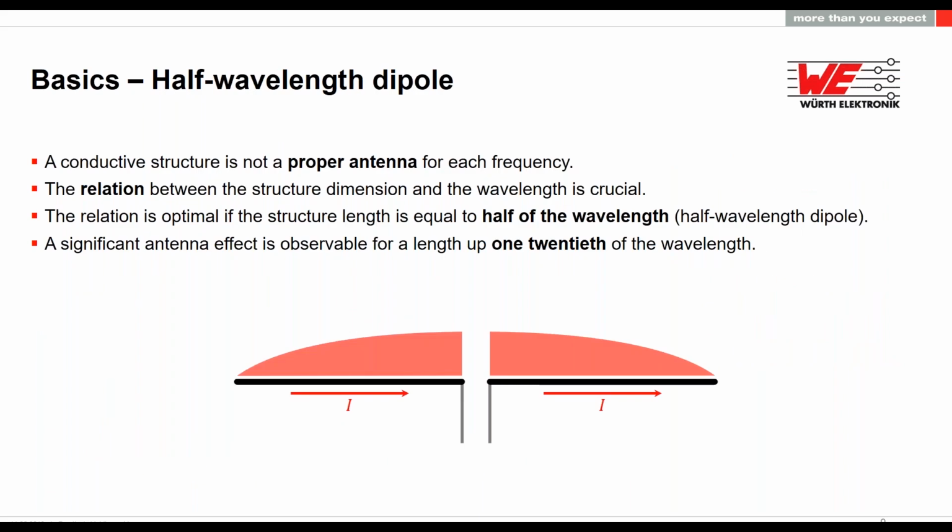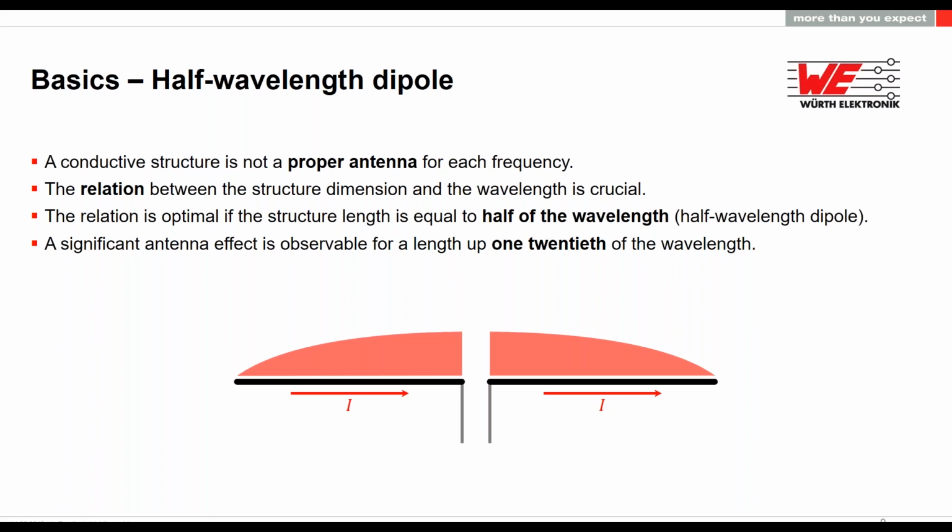What is a half wavelength dipole? We have to understand that not every conductive structure is a proper antenna. It can be an antenna, but it cannot be the optimal antenna. The relation between this structure's dimension and the wavelength is crucial. If we take into account distances that are close to half of the wavelength, then these points are the critical ones to emit and receive radiation, because they become really good dipole antennas. Therefore, they're really sensitive to signals.